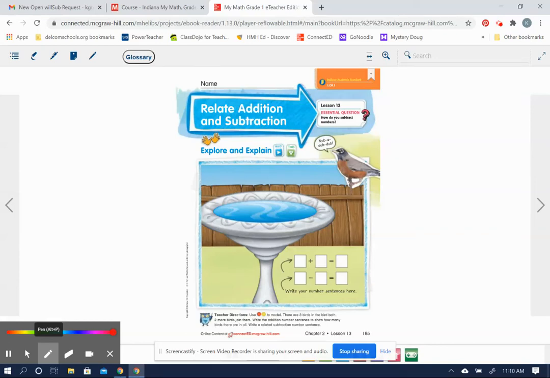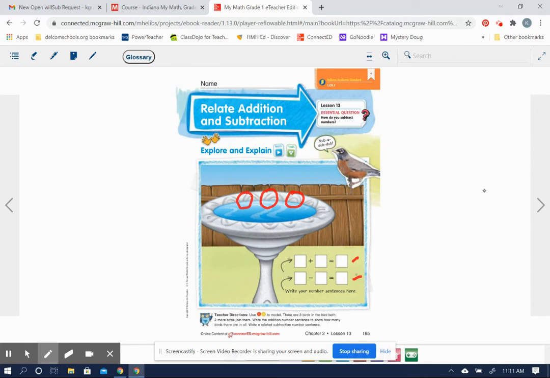Hello, today's math lesson is on relating addition and subtraction. So we're going to start with a story about three birds being in the bird bath and two more birds join them. Now, when you hear that, do you think that we're going to do an addition sentence, or is this a subtraction sentence, or a subtraction story, I should say?